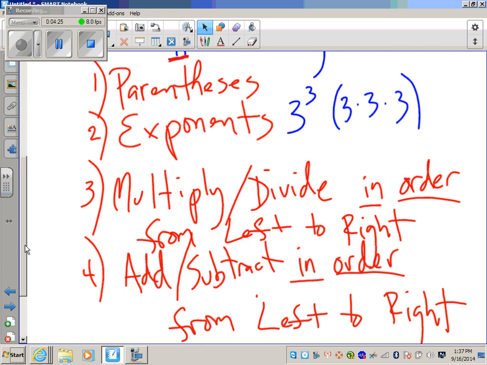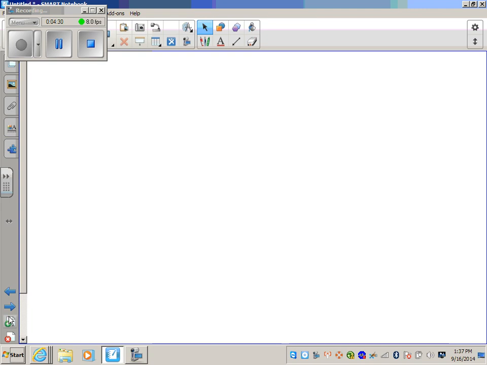The tough thing about order of operations is that most of the time you can get an answer, even if you do it in the wrong order. But it's not going to be the right answer.